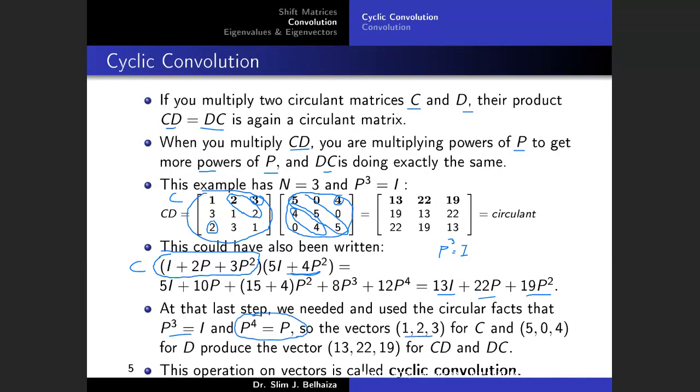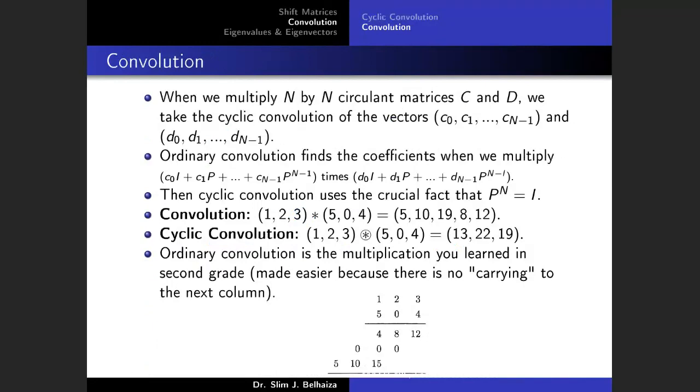So the vectors 1, 2, 3 for C and 5, 0, 4 for D produce the vector 13, 22, 19 for both CD or DC. And that's why this operation on vectors is called cyclic convolution. So we mainly define convolution in two forms, the cyclic convolution and ordinary convolution. When we multiply n by n circulant matrices, we take the cyclic convolution of the vectors C0, C1, up to Cn minus 1, and D0, D1, up to Dn minus 1.